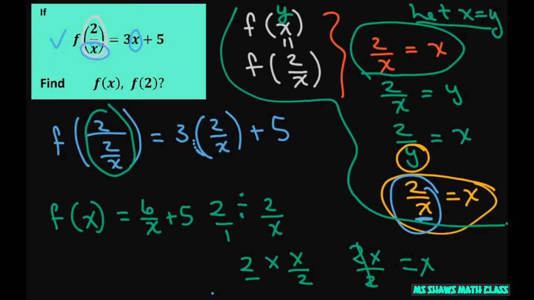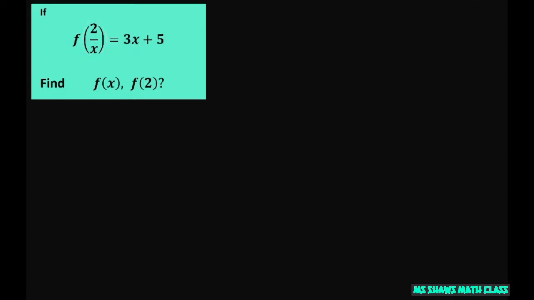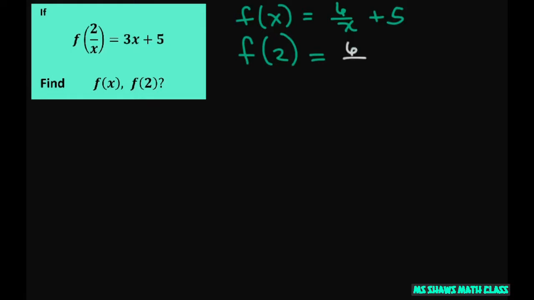All right, now let's find f of 2. So we have f of 2. Now, if we use f of x, that was 6 divided by x plus 5. So if you do f of 2, you substitute that x for 2. So that's going to equal 3 plus 5, which equals 8.